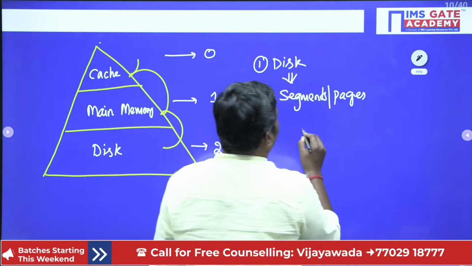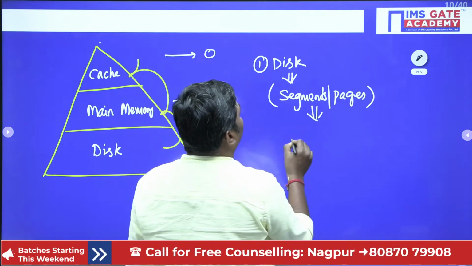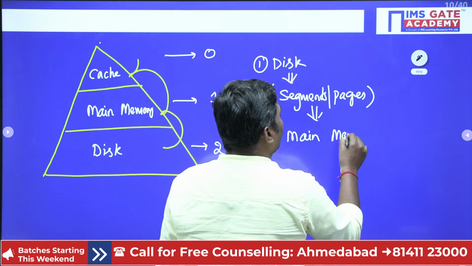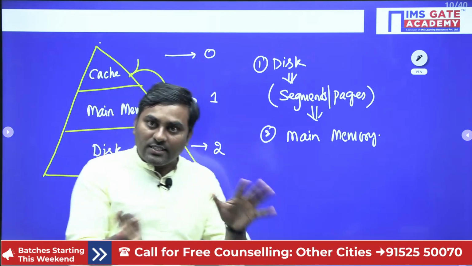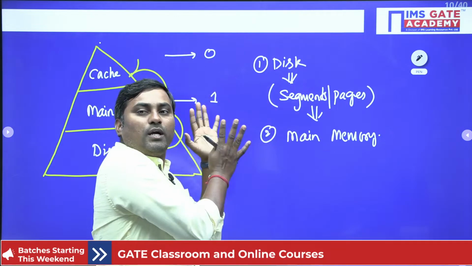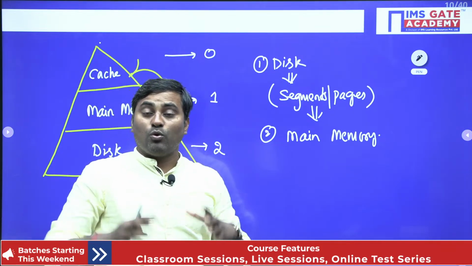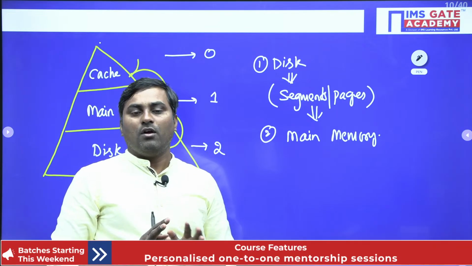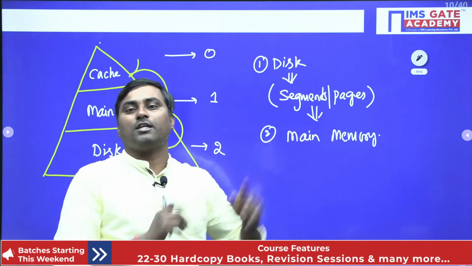These pages, which contain the data on the disk, will move into the second level, that is, main memory. Initially data is only in secondary memory. That data will move to main memory, from that some part will move to cache memory, and from that some part will move to the CPU for execution. From secondary memory to main memory, data will move in terms of pages or segments.